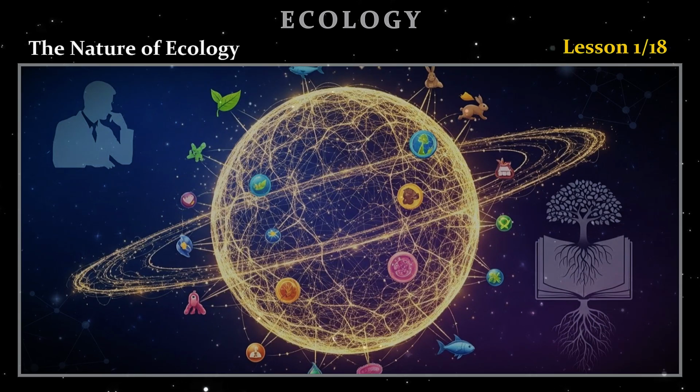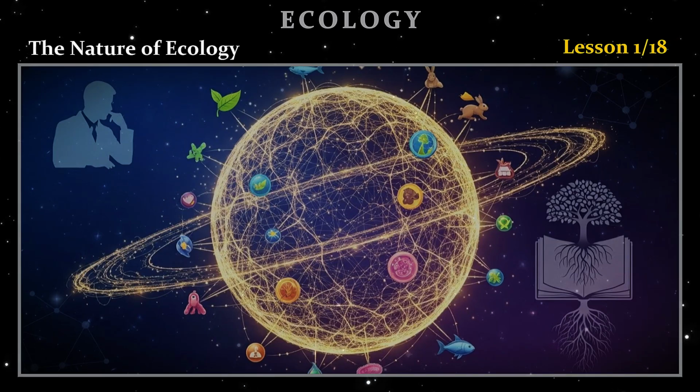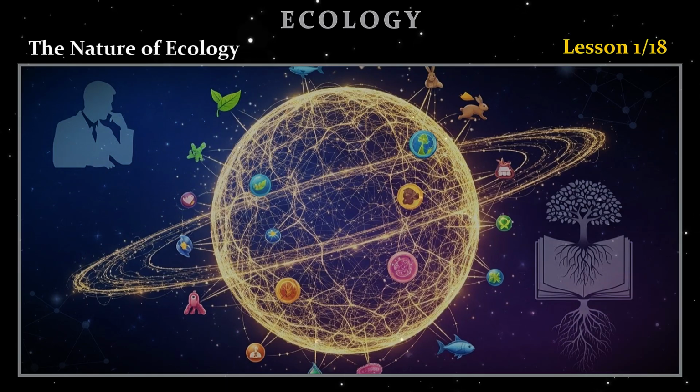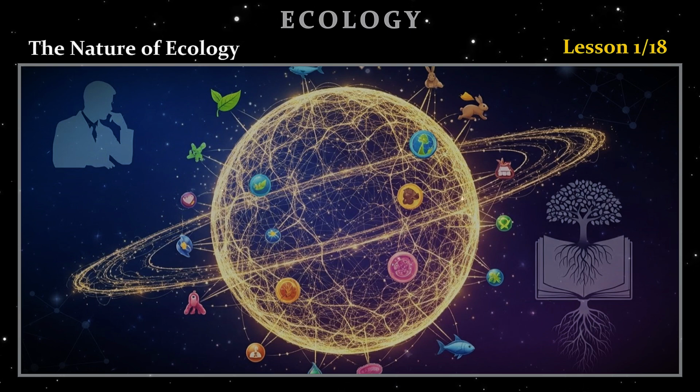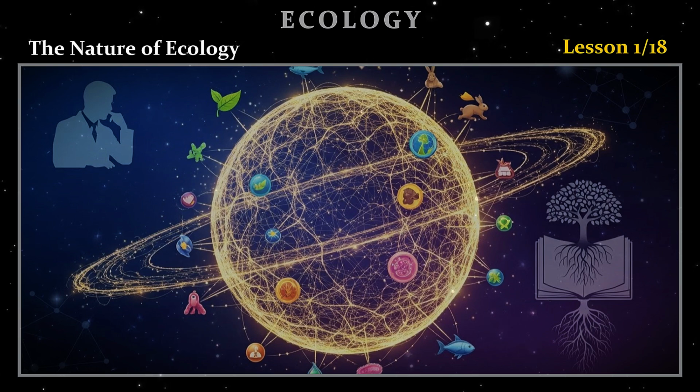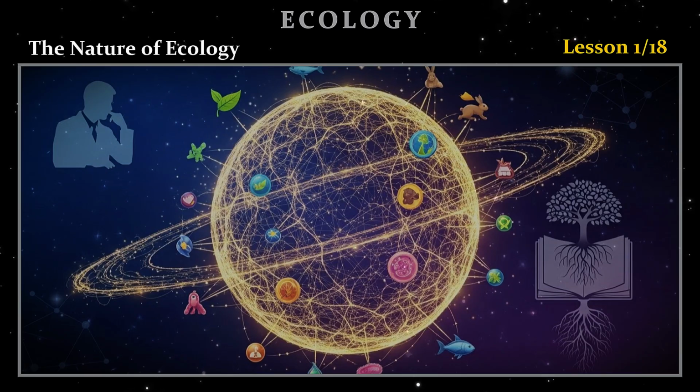When we study the spread of a virus, we are studying population ecology. We track the density of the hosts, us, and the transmission rates. When we manage a fishery to ensure we don't catch all the tuna, we are using models of population growth. When we worry about plastic in the ocean, we are studying the disruption of the biosphere. Ecology is the instruction manual for the planet we live on. Without it, we are flying blind.